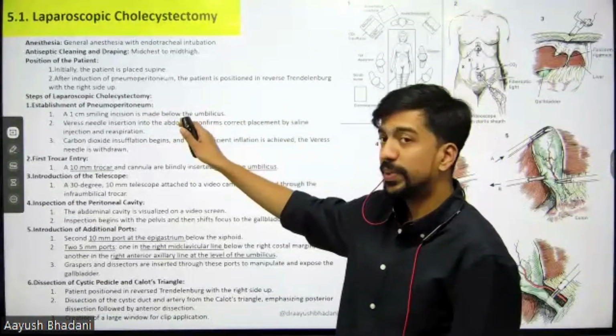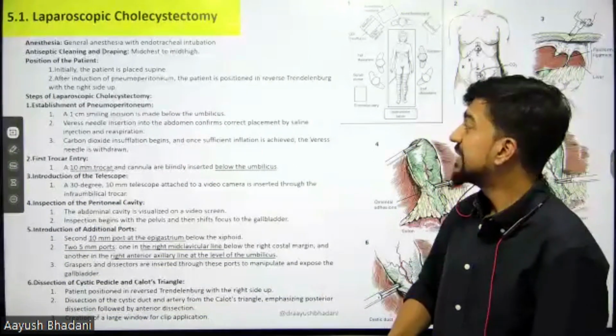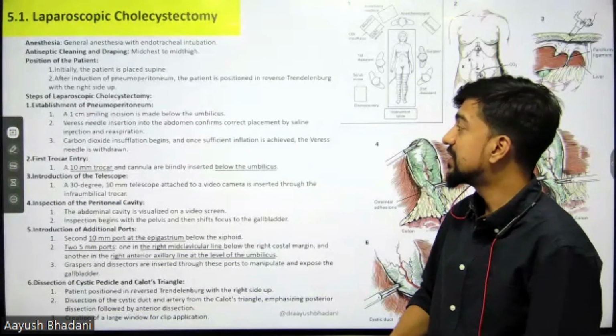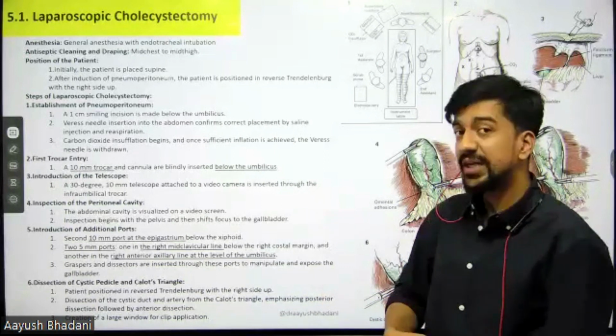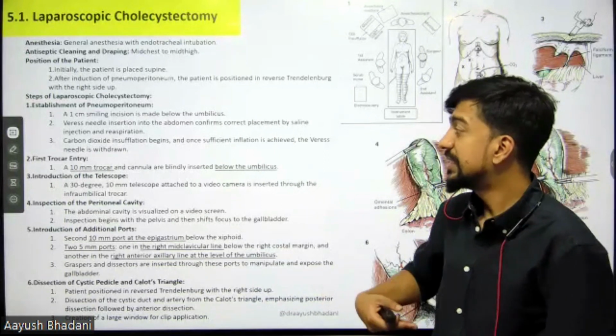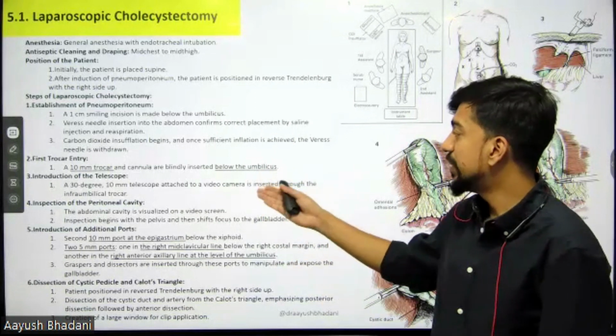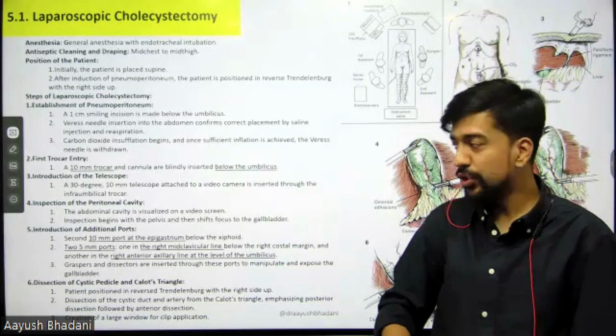You establish the pneumoperitoneum. A 1 centimeter smiling incision is made below the umbilicus. Veress needle is inserted. Carbon dioxide insufflation begins. Then the first 10 mm trocar is placed blindly below the umbilicus. Then a 30-degree 10 mm telescope. Just remember there's a telescope attached to a video camera inserted through the infraumbilical port.